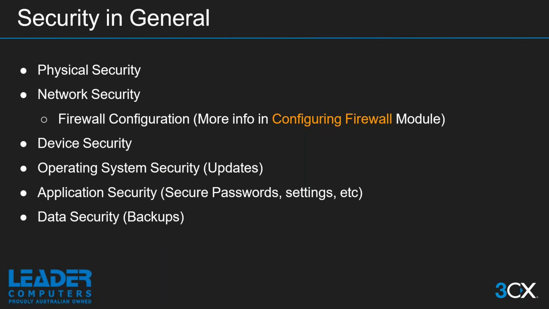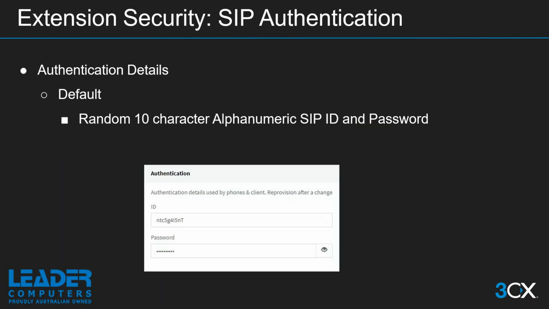Some IP PBX systems might come with a default password. Leaving such a default password in operation would be asking for trouble. Therefore, it is of crucial importance to ensure system-wide security by setting a strong password during installation. Then there is extension security, basically the SIP authentication details. It automatically generates a random 10-character alphanumeric SIP ID and password, which can be edited.